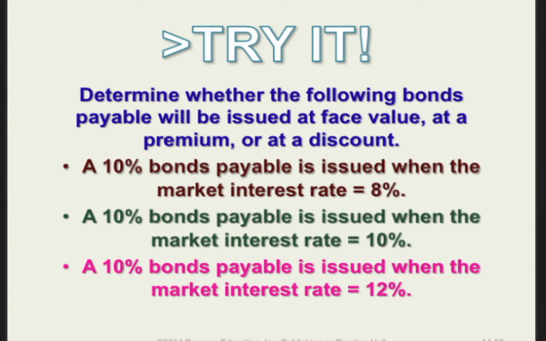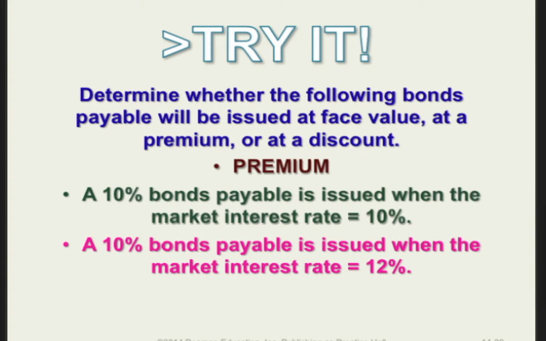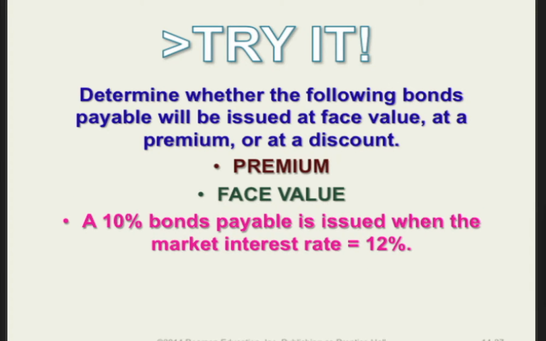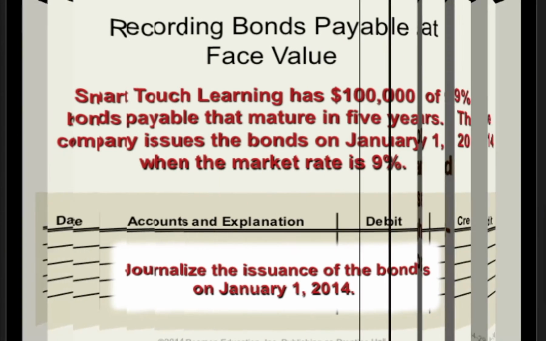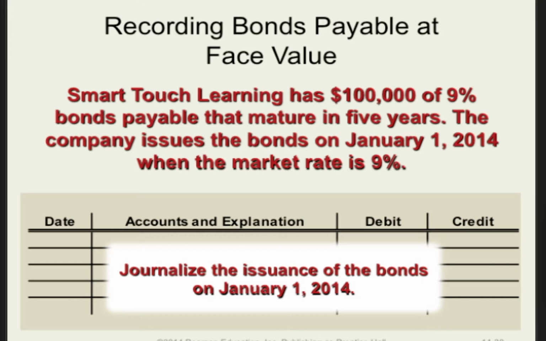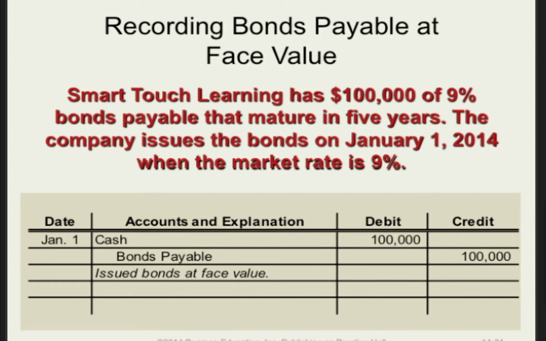So take a look at this example. Smart Touch Learning issues bonds on January 1st, 2014. The bonds have a face value of $100,000 and carry a stated interest rate of 9%. The market rate of interest at the time is also 9%. These bonds will therefore be issued at face value. Record the issuance of the bonds. Well, we'll just have a debit to cash for the amount that we're borrowing, which is $100,000, and a credit to bonds payable for that amount.